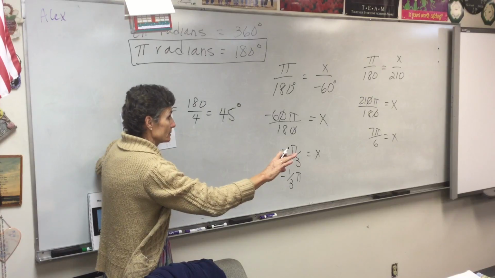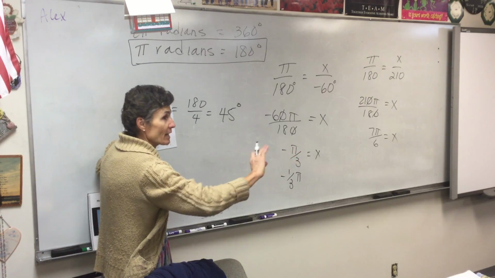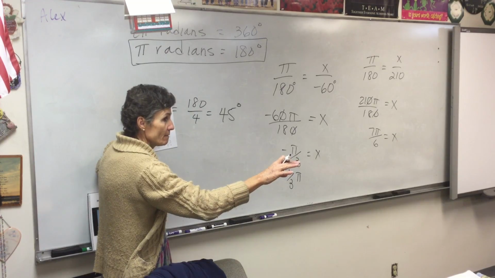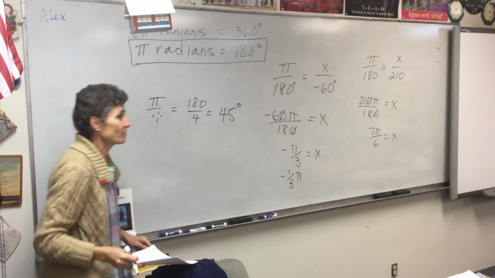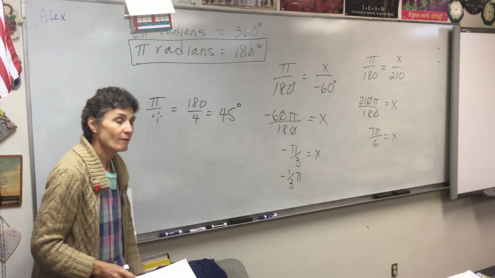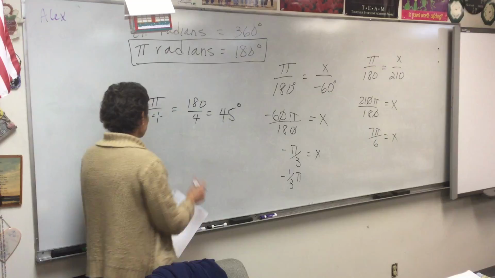Never changes. It's like your mom loves you. That never changes. Pi is 180. If you have a fourth of that, then you just have a fourth of 180. So you have 45. All right, what about the next one?